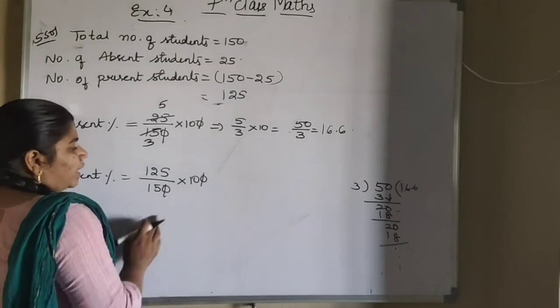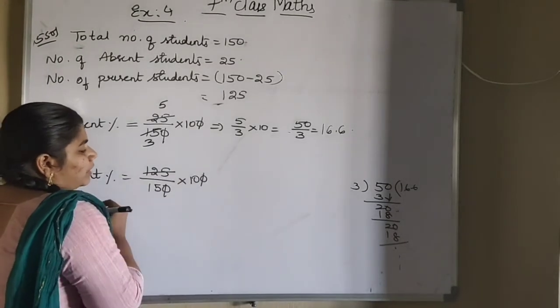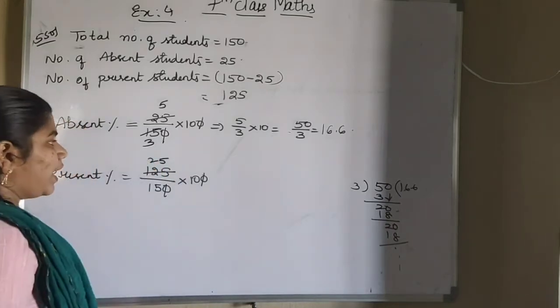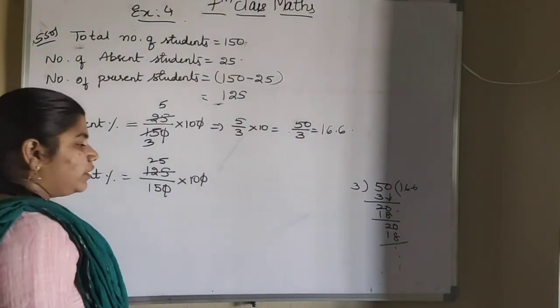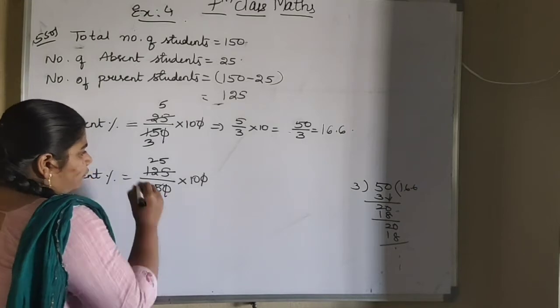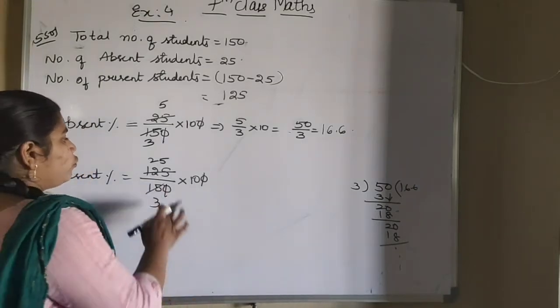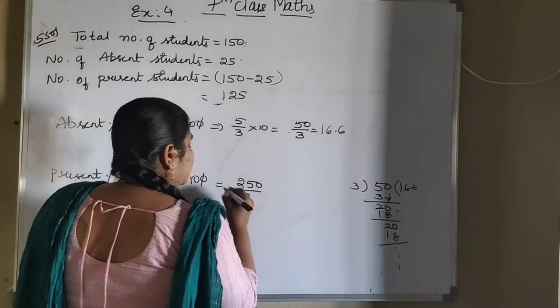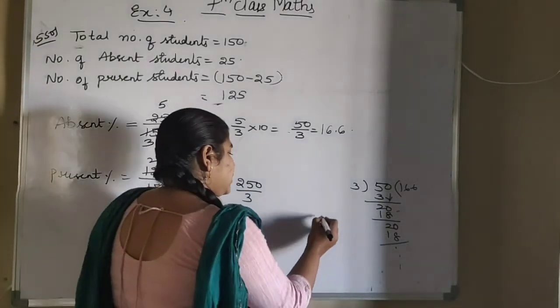So 0, 0 get cancelled. In 5 table I am cancelling. 5 2s are 10. 5 5s are 25. That is 5 25s are 125. 5 3s are 15. Okay. Now 25 10s is how much? 250 by 3. Now you divide this.